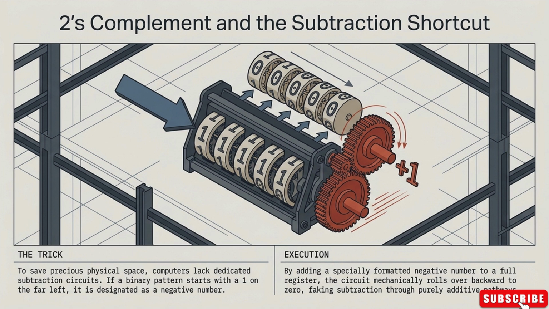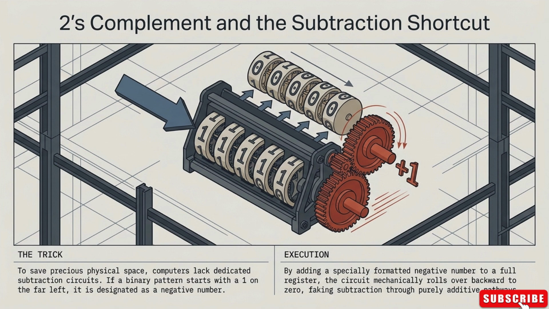Okay, two's complement. The rule is surprisingly simple. If a binary pattern starts with a 1 on the far left, the computer treats it as a negative number. Wait, I need to understand how that actually functions in practice. We flip the leftmost bit to mean negative, but how does the machine actually crunch the numbers without a dedicated physical subtraction circuit taking up precious space on the silicon?